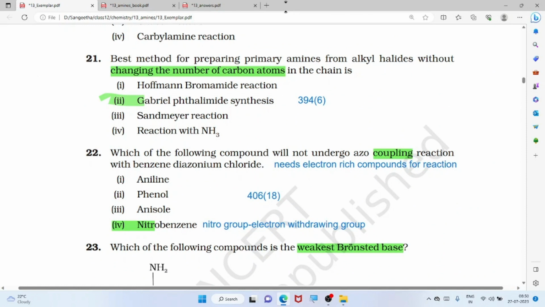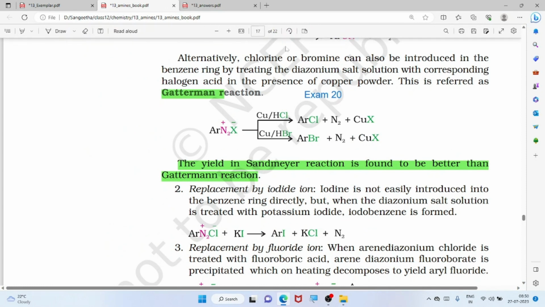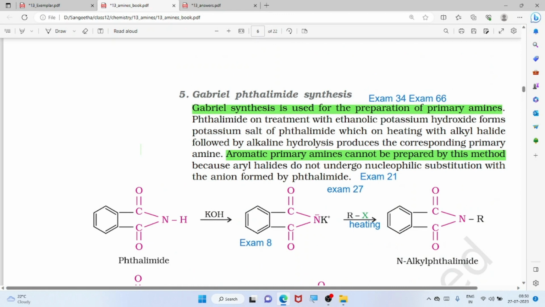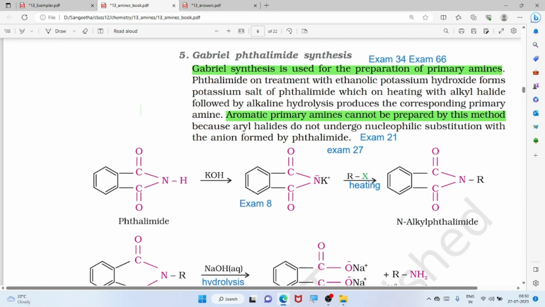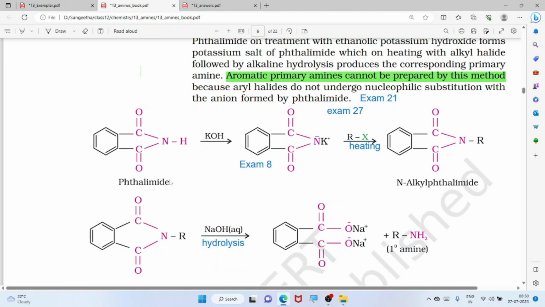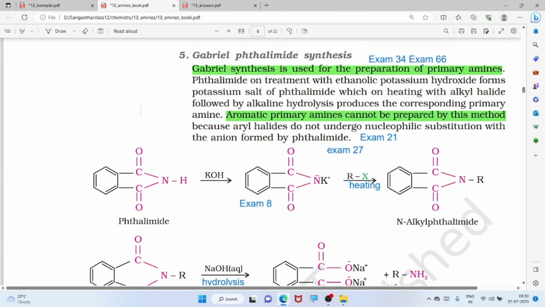The best method for preparing primary amines from alkyl halides without changing the number of carbon atoms is Gabriel phthalimide synthesis. That is given in the page. So here the number of carbon atoms won't change. So this is that synthesis, preparation of the primary amines.